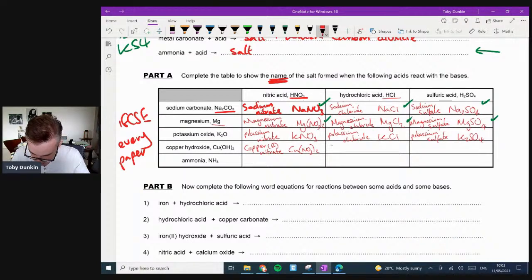Then we're going to form copper 2 chloride. You have to include the Roman numeral because it's a transition metal. CuCl2. And then we're going to form copper 2 sulfate. Copper 2 sulfate with an F. And that one's just going to be CuSO4. That's blue, of course.